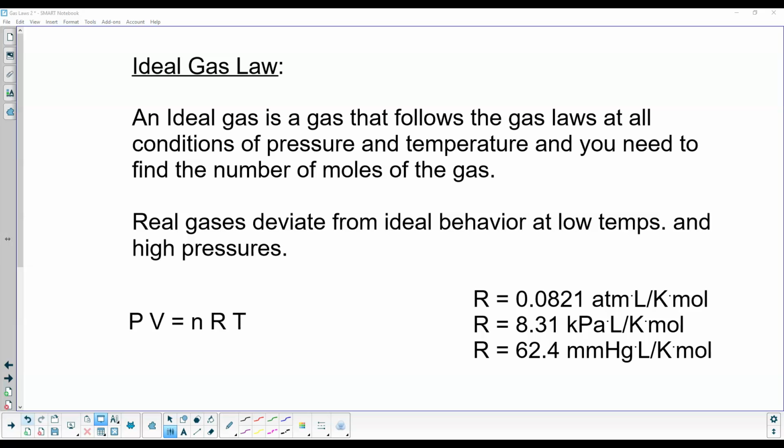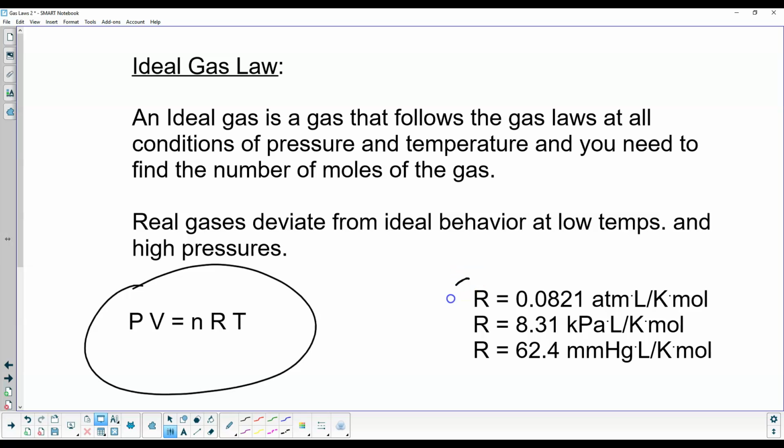All right, so what I want you to notice here is the formula for the ideal gas law: PV equals nRT. Pressure times volume, n is the number of moles, and R is this new thing. R is what's called the ideal gas constant.